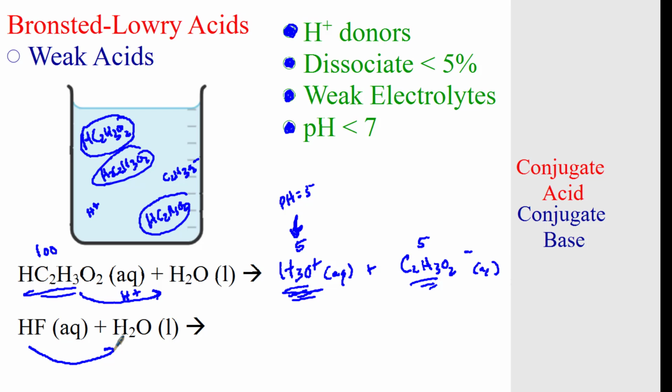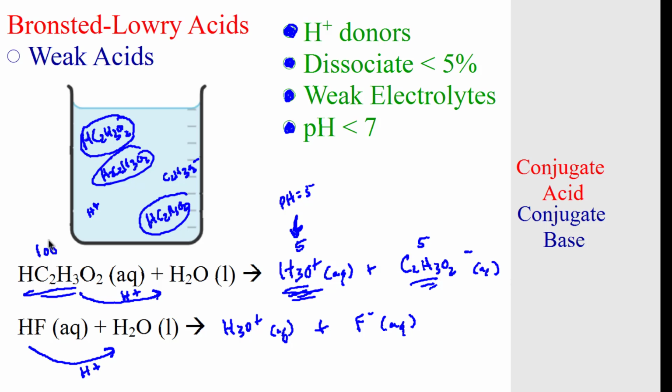Okay, here's another example. HF is a weak acid, which means HF is going to donate an H plus. And what is the H2O going to become? It's H3O plus, aqueous. And what is the HF going to become when it loses an H plus? It's going to be F minus.